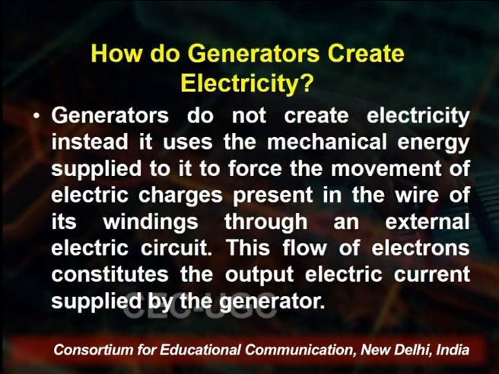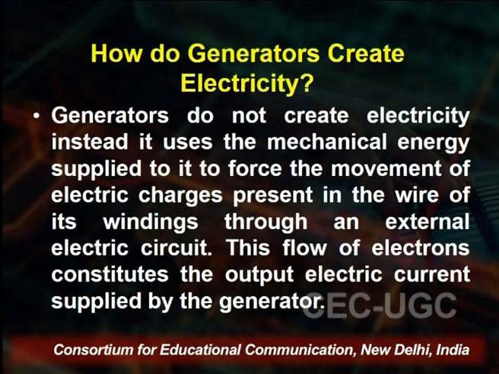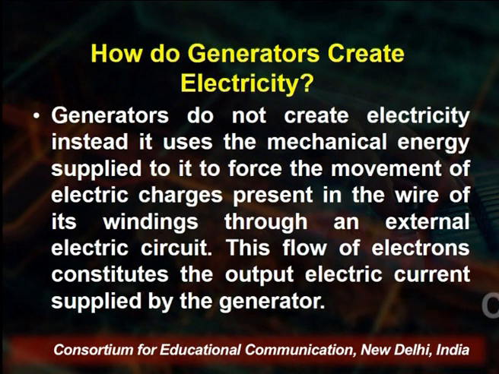So how do generators create electricity? What are the steps by which we get electricity through the generator? It converts mechanical energy into electrical energy, mechanical power to electrical power. Generators do not create electricity. Instead, they use the mechanical energy supplied to force the movement of electric charges present in the wire of its windings through the external electric circuit. The flow of electrons constitutes the output electric current supplied by the generator.